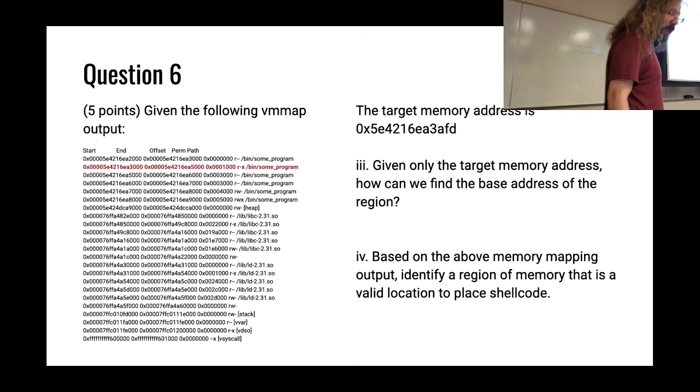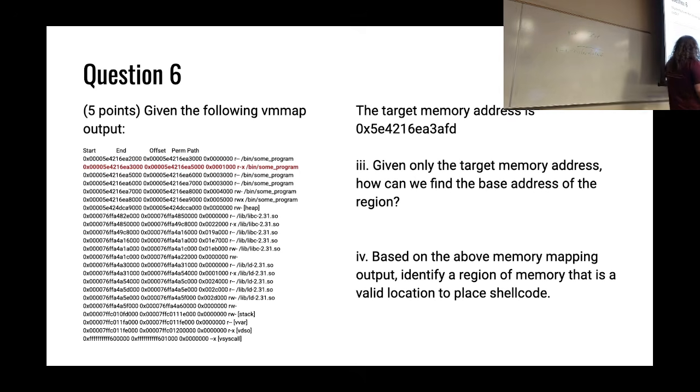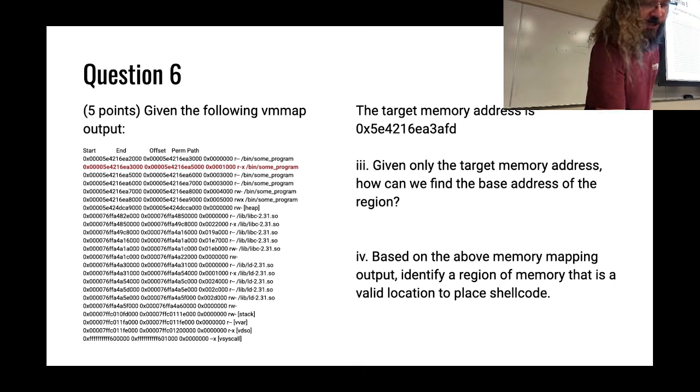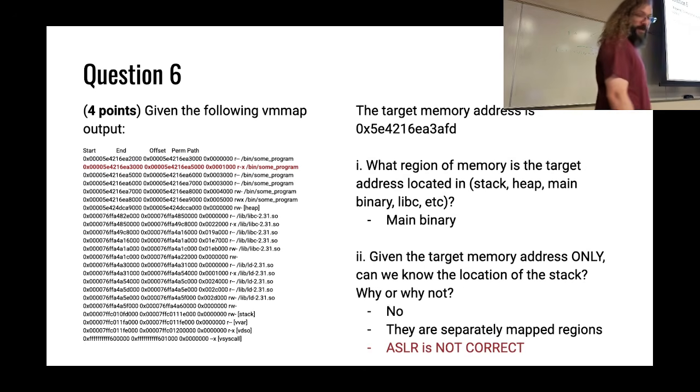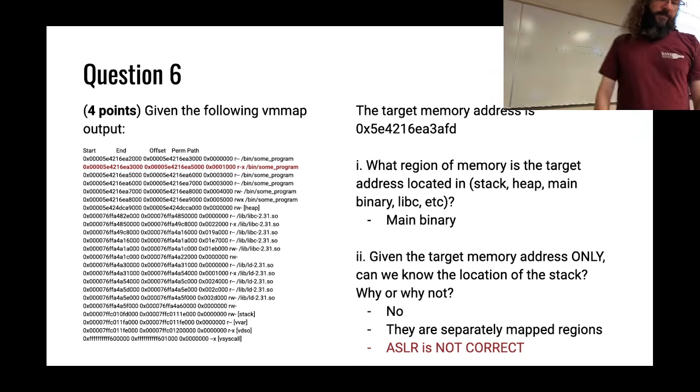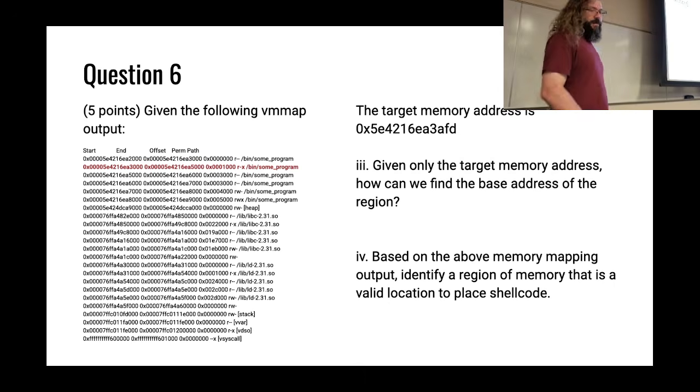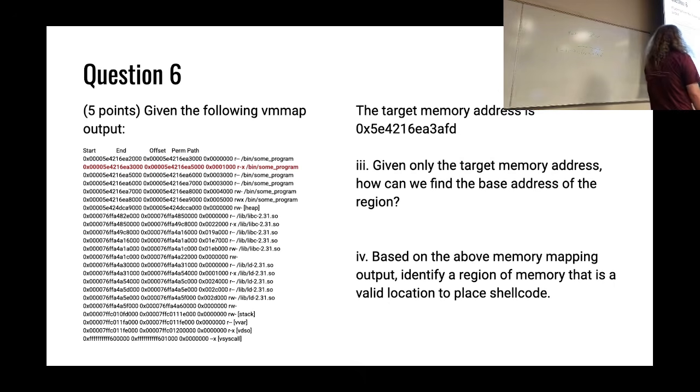Cool. Second half. We still have the same target memory address. Given only the target memory address, how can we find the base address of the region? When we said region, we used the word up here, right? Region of memory. And we provided some examples of what a region is: the stack, the heap, the main binary, etc. How can we find the base address of the binary from a leak?